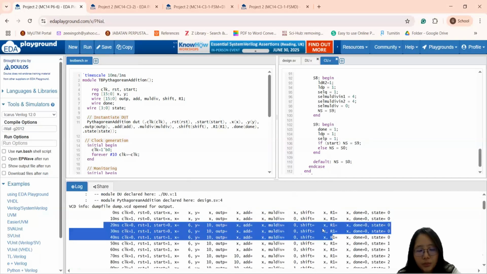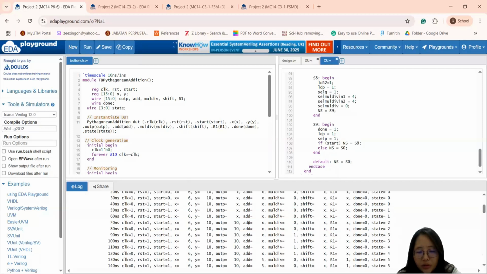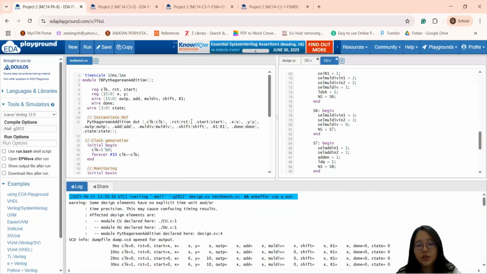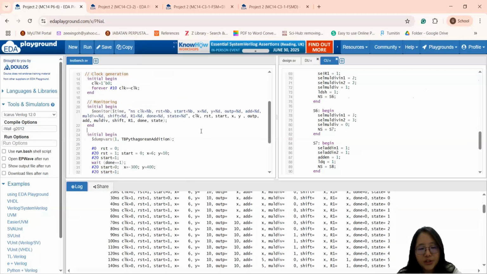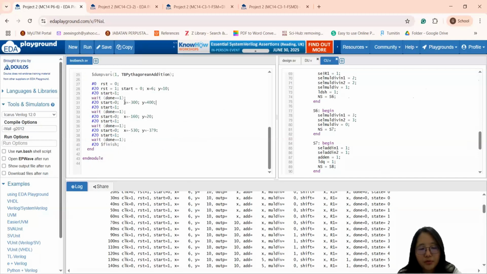Theoretically, when x equals 6 and y equals 10, the result of the output will be 10. Because this one is integer, we are unable to do the decimal. So the output P will always be the largest value between x and y. So if x is larger than y, the output P will be x. And if y is larger than x, the output will be the value of y.